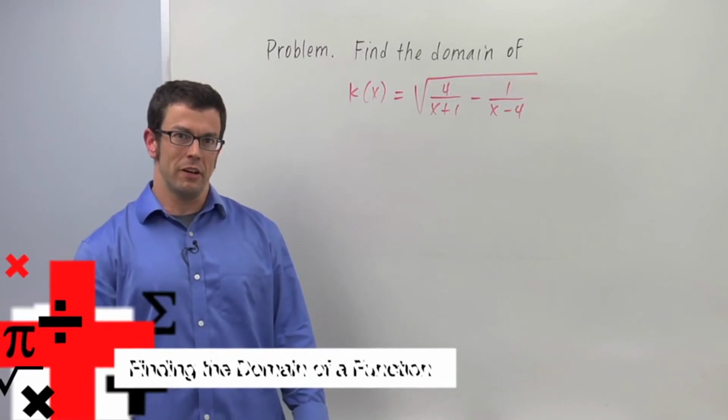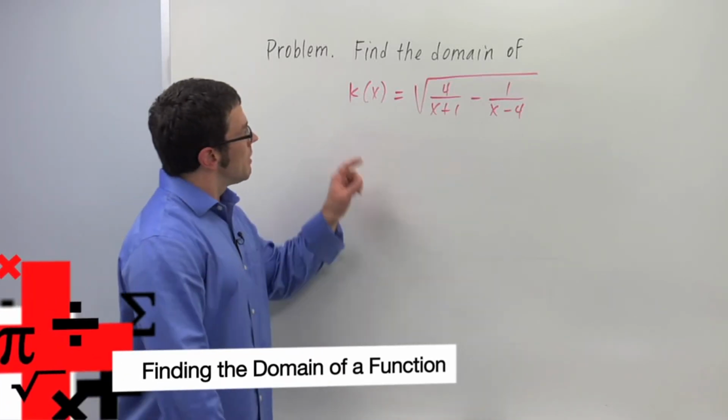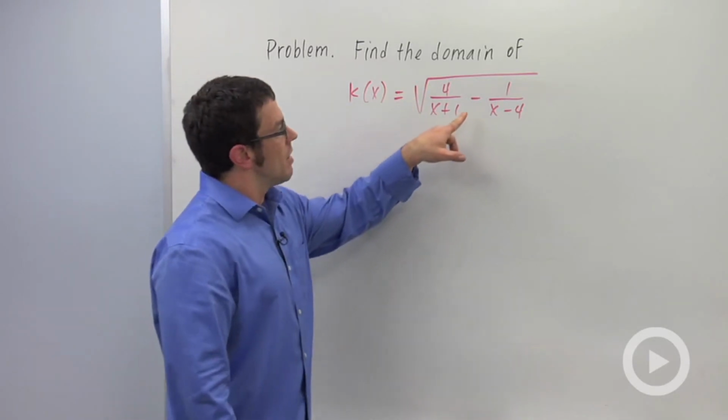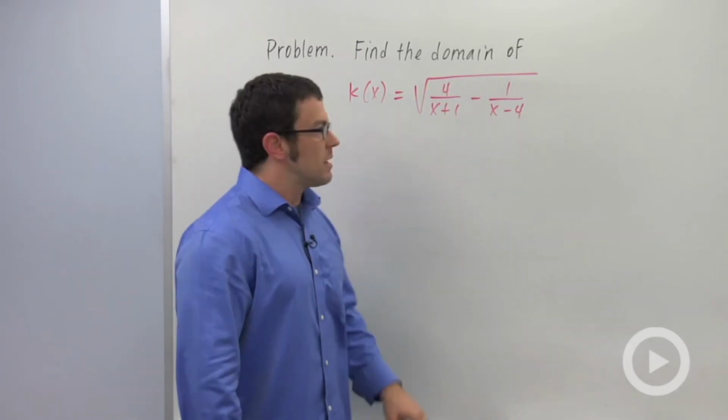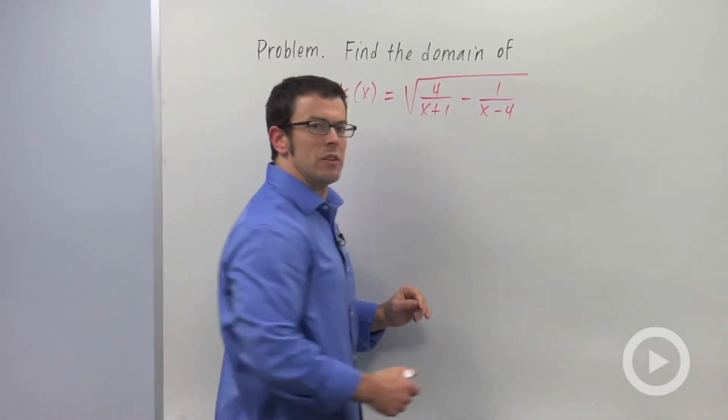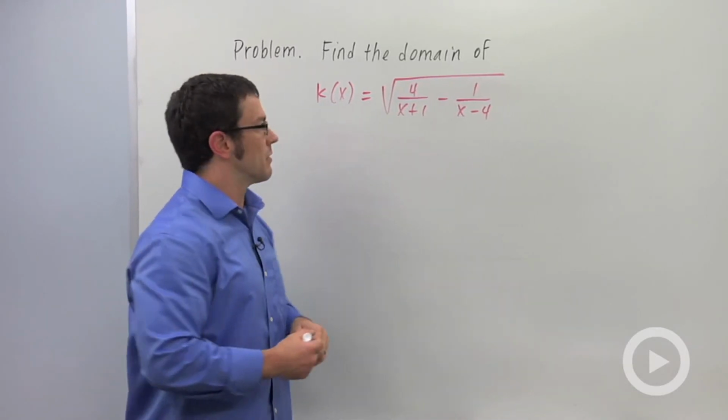We're finding the domain of functions. Let's do a harder example. Find the domain of k of x equals the square root of 4 over x plus 1 minus 1 over x minus 4. Now, my focus here is going to be to make sure that what's inside the radical is greater than or equal to 0, because we can't have a negative in the radical.